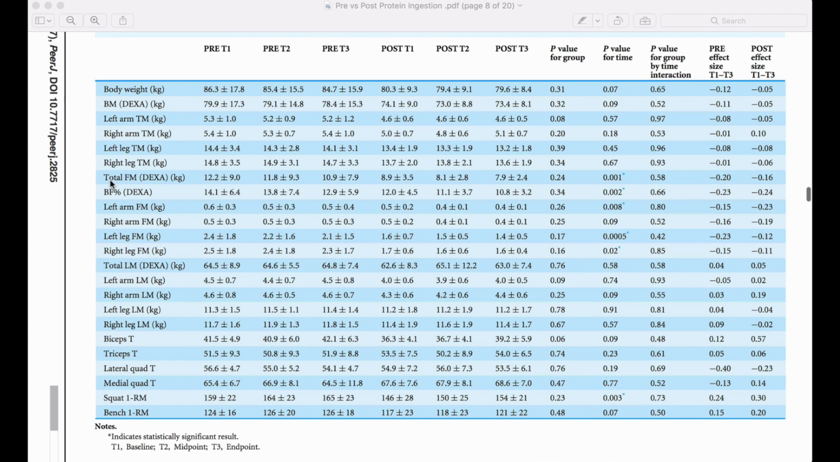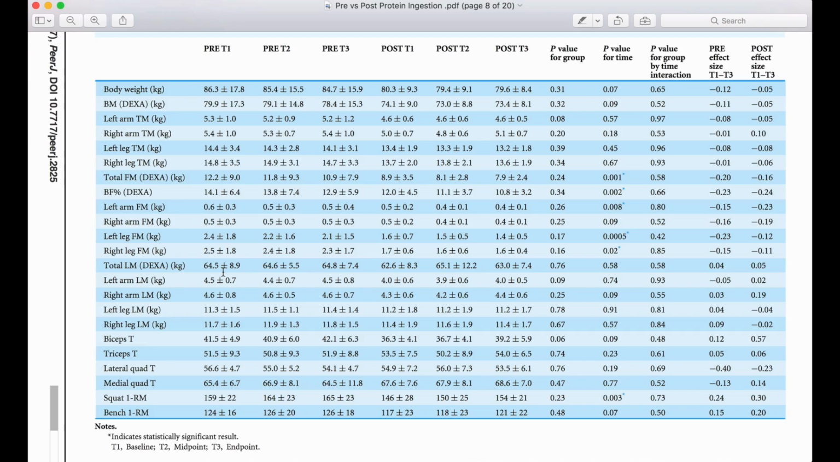A few things to look at here, like total fat mass. I've just highlighted it, oh, it's not highlighting that nicely now. Total fat mass for the pre and post. You can see the group went from 12.2 down to 11.8, and then 10.9. So that is a decent loss of fat mass over a 10-week period. So it would have been a slight to a moderate deficit.